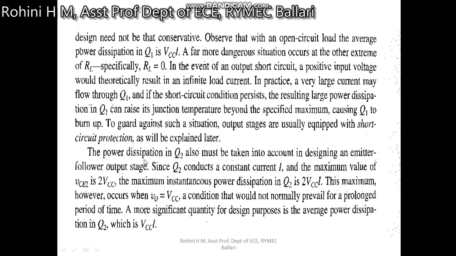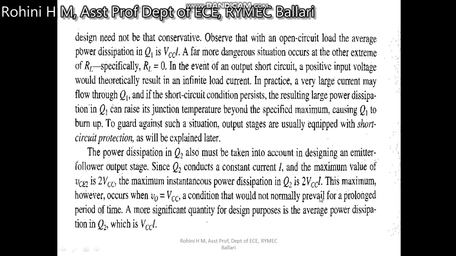The power dissipation in Q2 must also be taken into account in designing the emitter follower output stage. Q2 conducts a constant current I and the maximum VCE value is twice VCC. The maximum instantaneous power dissipation of the transistor Q2 is given as 2 VCC into I. This maximum power dissipation occurs only when Vout is equal to VCC, that is, when the output voltage is equal to VCC the power dissipation across Q2 may reach its maximum value, twice VCC into I.